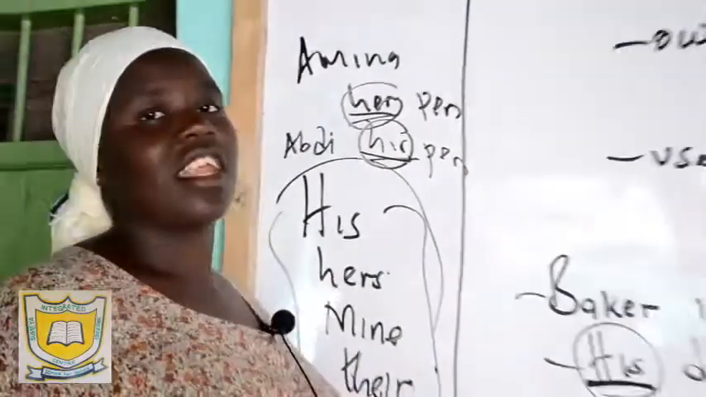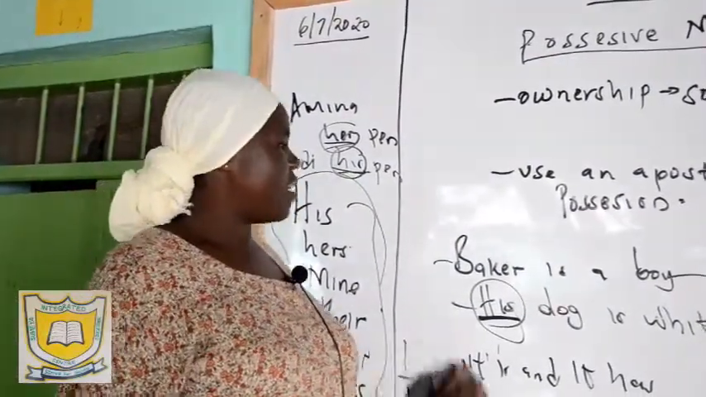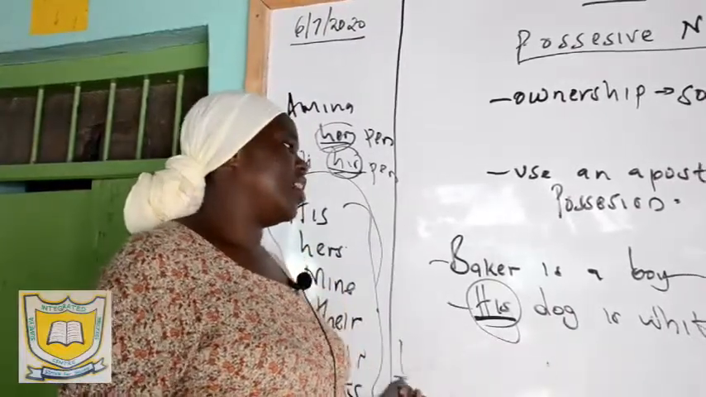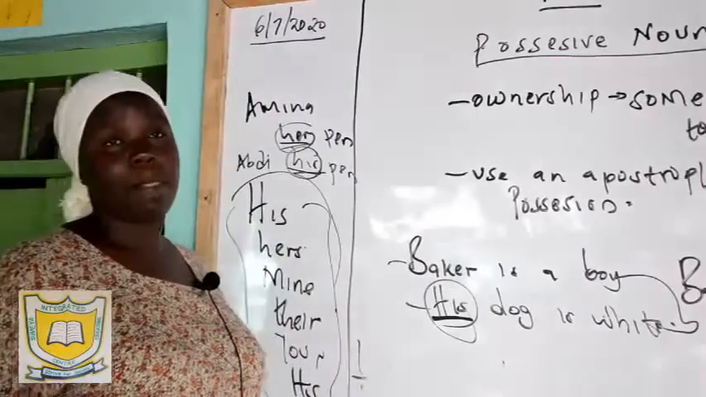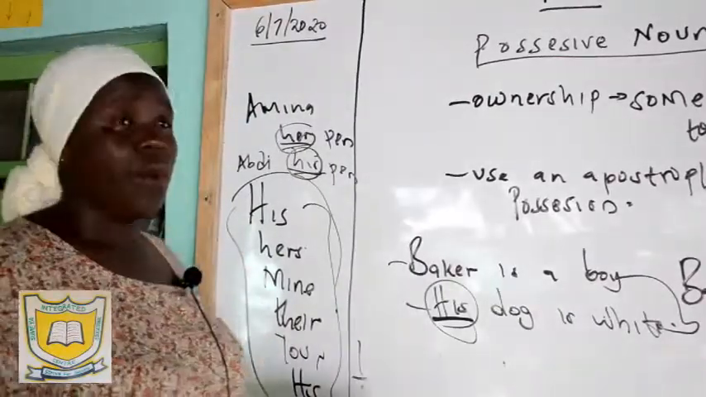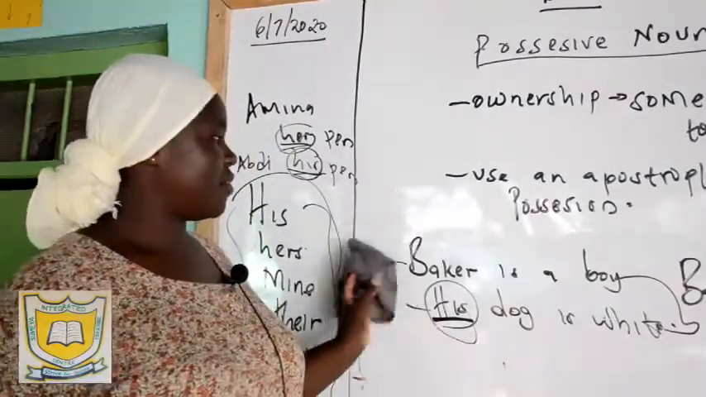To show possession in nouns. Now I have Becca. Becca is a boy. His dog is white. I simply say, Becca's dog is what? Becca's dog is white. Now we are going to talk of how to use the apostrophe to show possession.